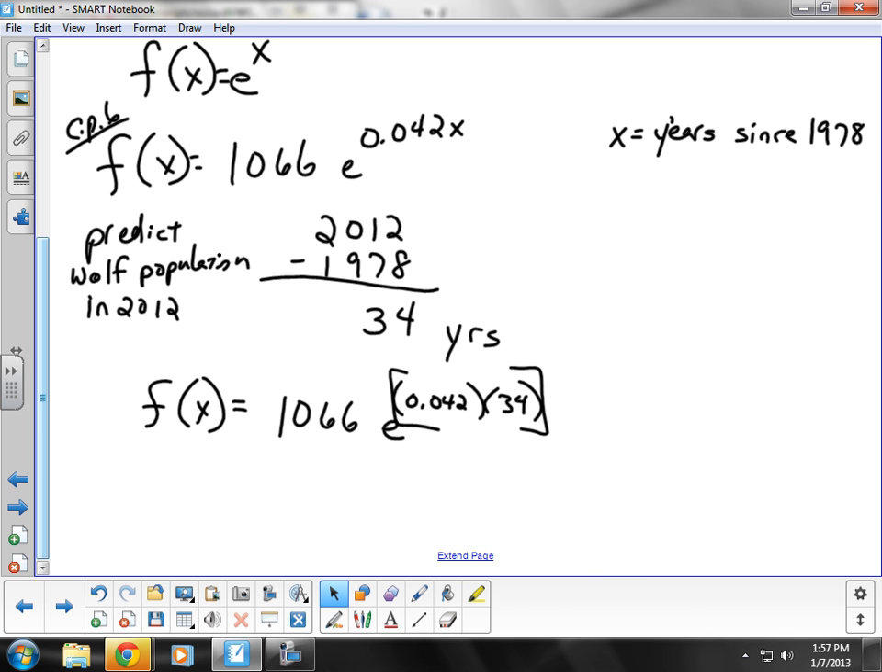So can I have 0.59 of a wolf? Okay, so what would our wolf population be? Want to round it up to a 6? Okay. You like the 5? I don't care. All right.